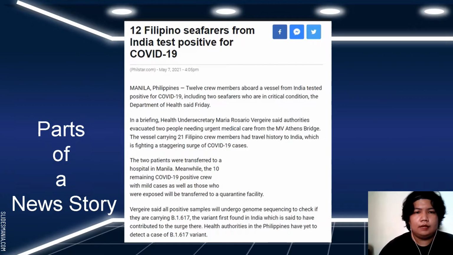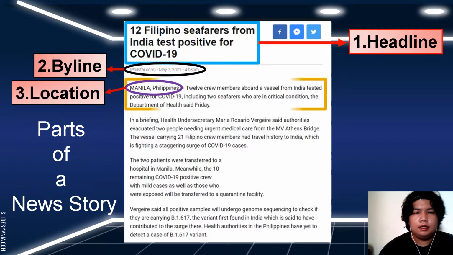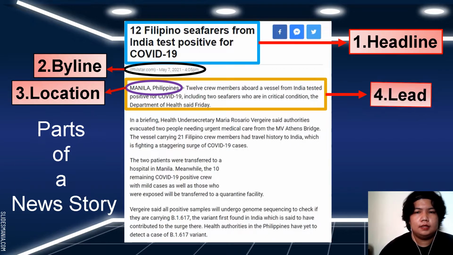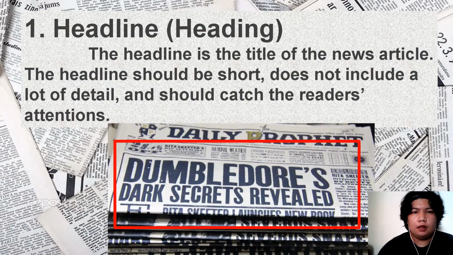Now let's identify the parts of a news story. The first one is the headline, the second one is the byline, the third one is the location, the fourth one is the lead, the fifth one is the body. Let's start first with the headline. The headline is the title of the news article.